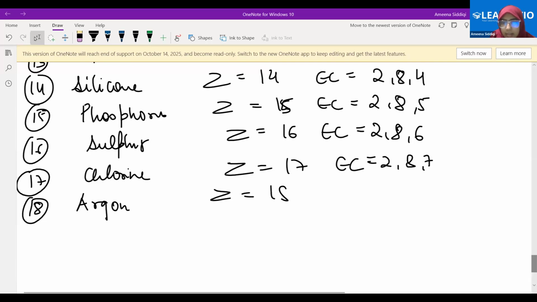Z is equal to 18. Electronic configuration 2, 8, and 8. Excellent. Now the next ones, the 19th and the 20th.